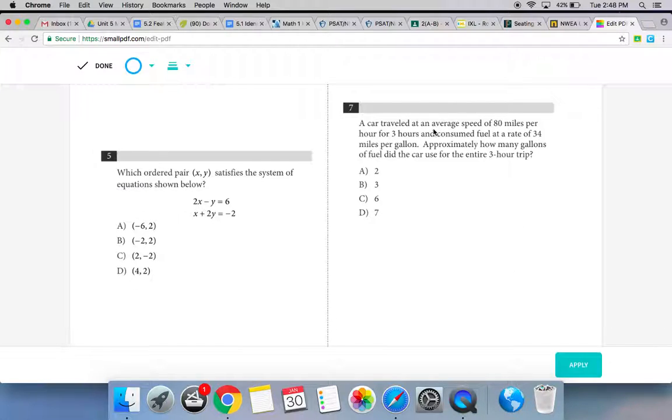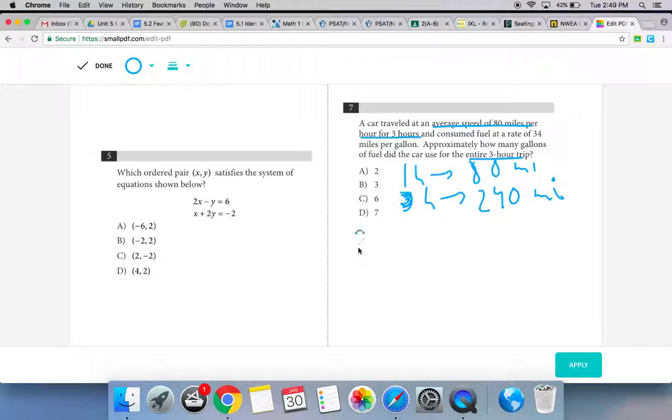So we are told that you travel at a speed of 80 miles per hour for 3 hours. And the entire trip is 3 hours. So in 1 hour, you travel 80 miles. So in 3 hours, you're going to travel 3 times that amount. So you multiply 80 by 3 and you get 240 miles.